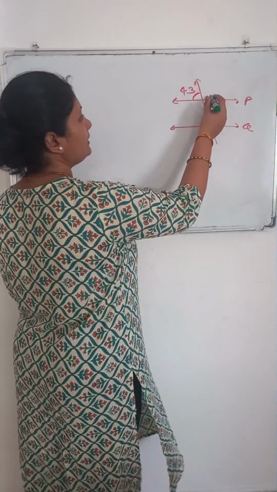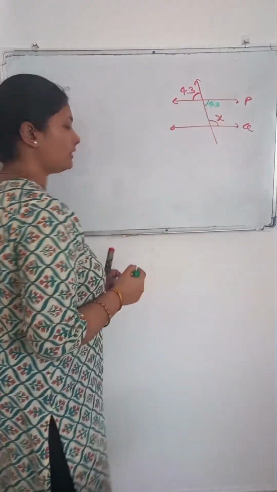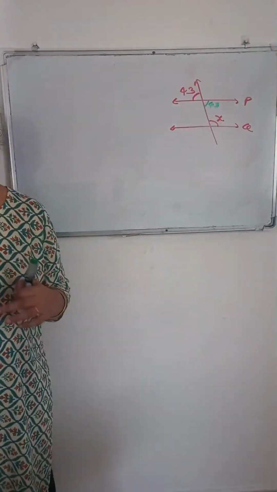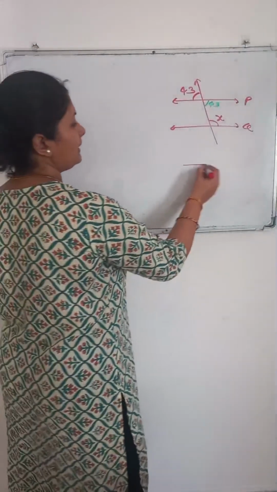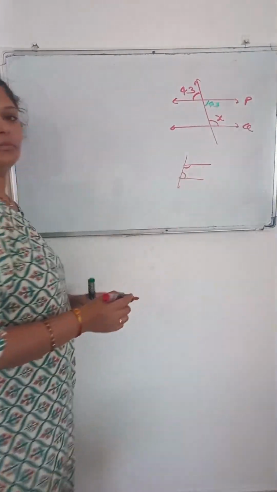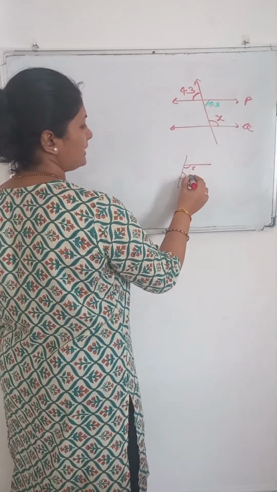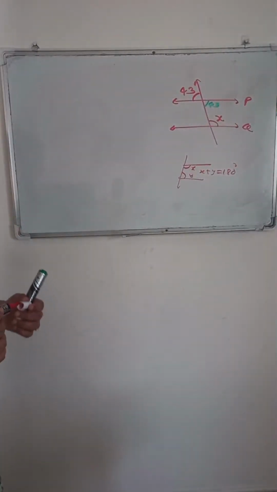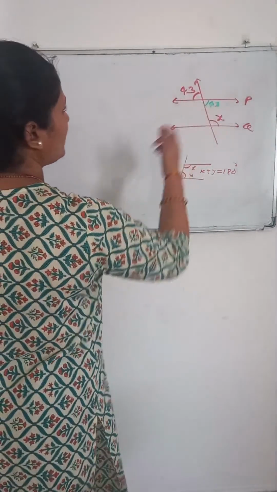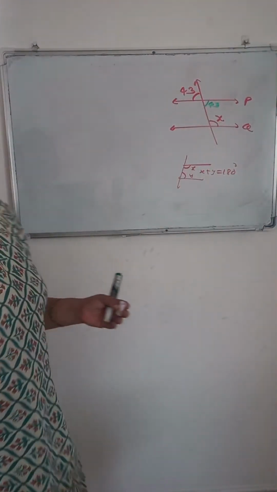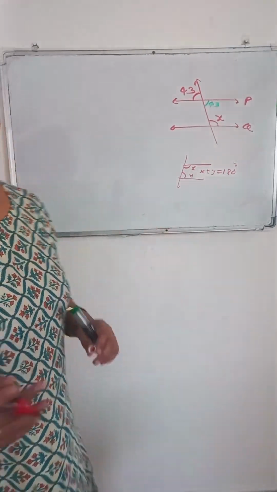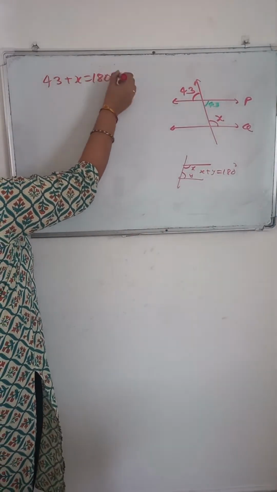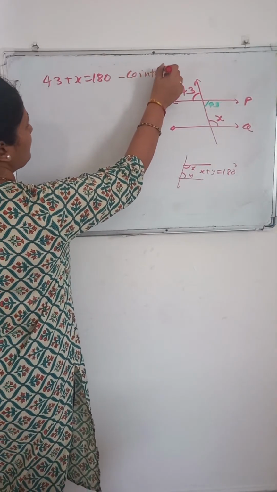If this is 43 and this is also 43, here P and Q are parallel lines, and whenever there are parallel lines, their co-interior angle sum is nothing but 180. Suppose this is X, this is Y, then X plus Y is 180 degrees. Here one angle I already know, 43, and it is clearly given that P is parallel to Q. So we can write 43 plus X is equal to 180. So, the co-interior angle sum property.